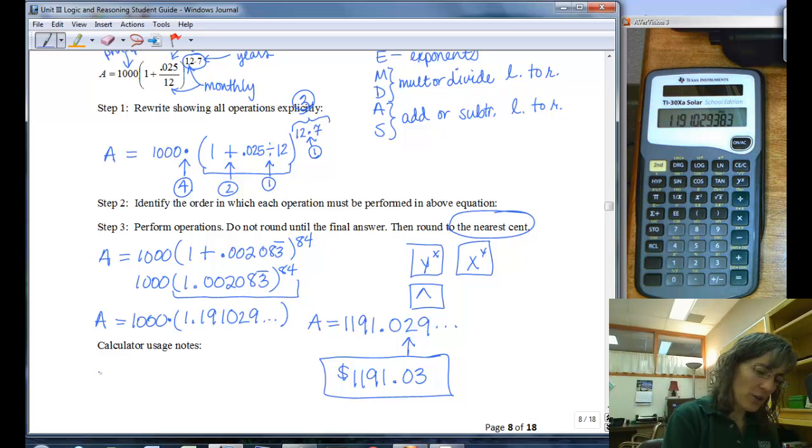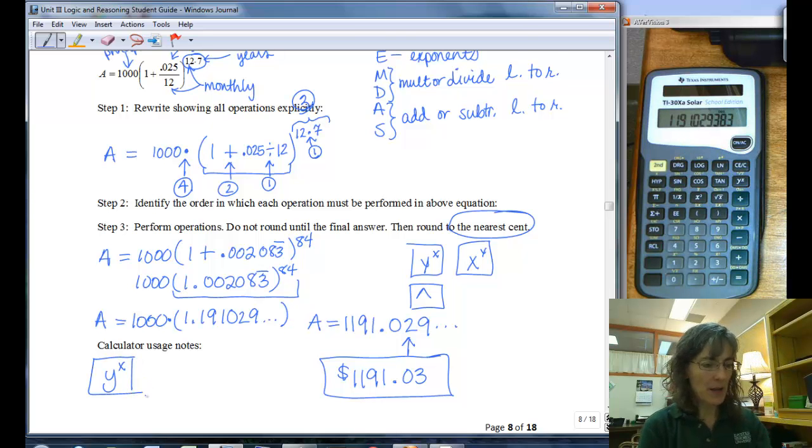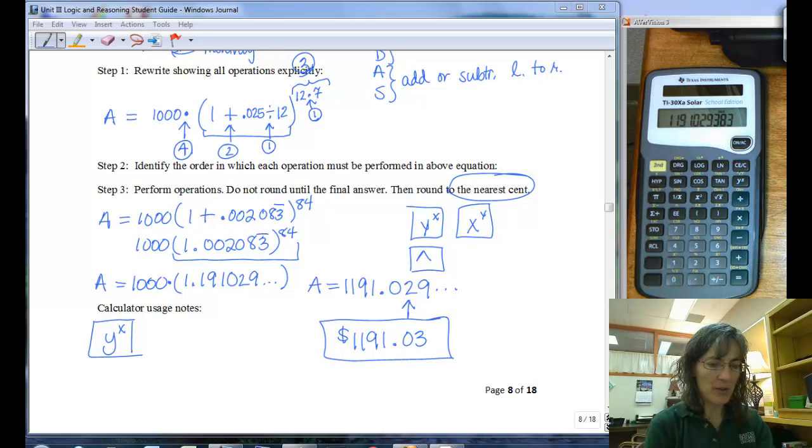Okay, so here you might have written a little bit about your calculator and how you can find the exponent, and that will be about it for this page.